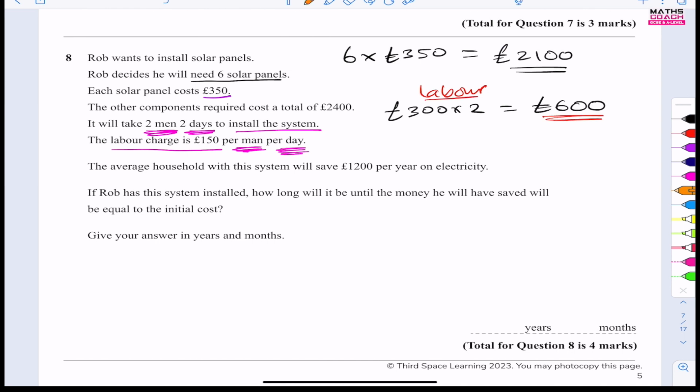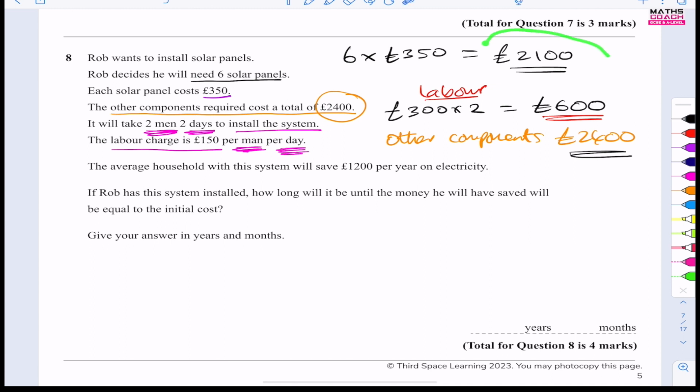But that's not all. It says that there are other components required which cost a total of £2,400. So now the other components. So let's do that here. So other components. And that is 2,400. So we will need to add all this up. These are the costs. So 2,100 plus 600 plus 2,400, that gives us a total of £5,100. So this is the cost for Rob to install solar panels.